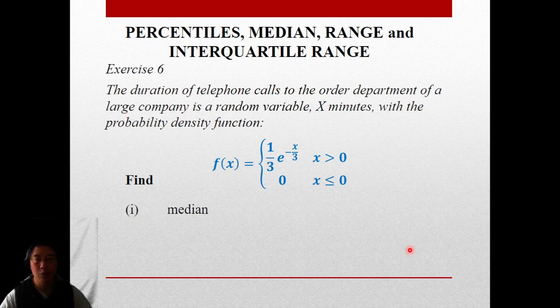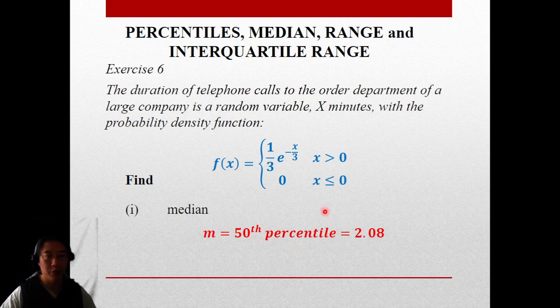All right, same question. We want to find the median. So the median is your 50th percentile, which is what we calculated in the previous part. So you might have to go back a few earlier in the video. It's an exact value. It's 2.08 minutes.